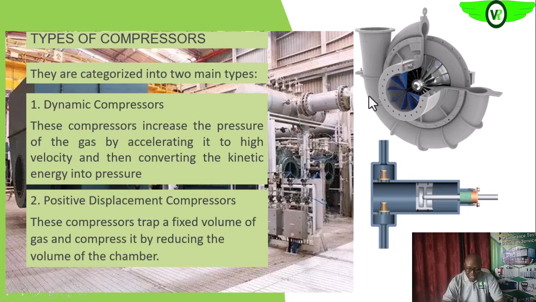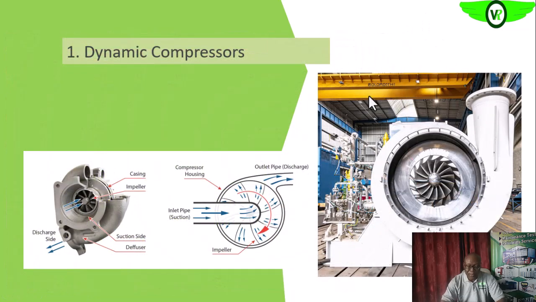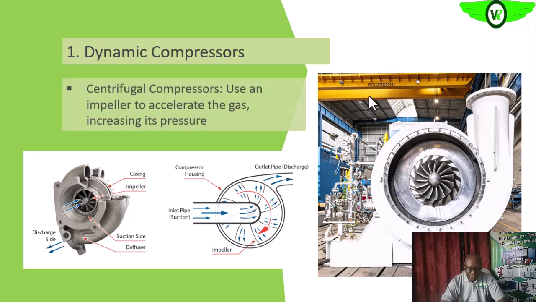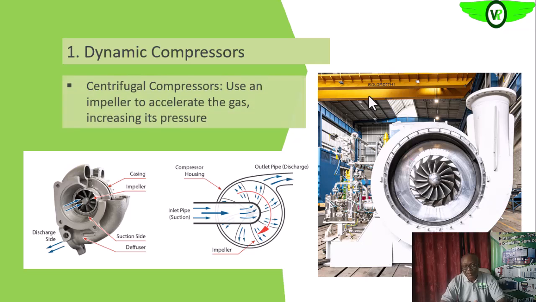So we'll see later how all of them function. So in the dynamic compressor, we are going to be looking at the centrifugal compressor. In the centrifugal compressor, we have the major compressing element as the impeller, as you can see here. As the impeller is turning, it creates a reduced pressure at the suction end, and that will drag in the gas.